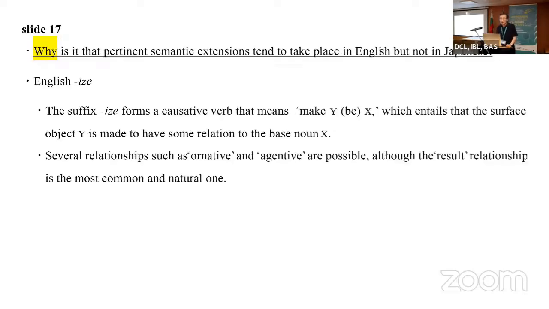Why is it that pertinent semantic extensions tend to take place in English but not in Japanese? Suffix -ize forms a causative verb that means make y be x, which entails that the surface object y is made to have some relation to the base noun x. Several relationships such as locative and adjunctive are possible, although the result relationship is the most common and natural one.